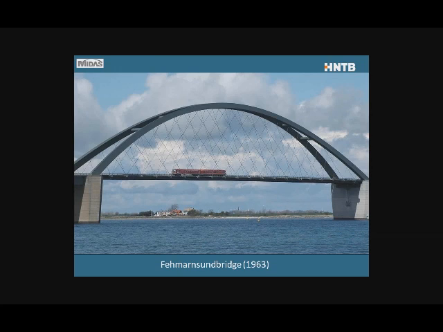Here's another network-tied arch that was also constructed during that time, 1960s. It's not a Per Tveit design, but it's probably inspired by him because he was in contact with the engineers that designed this one. This is the Fehmarnsund Bridge in northern Germany. And I will use this to illustrate what a network-tied arch is.